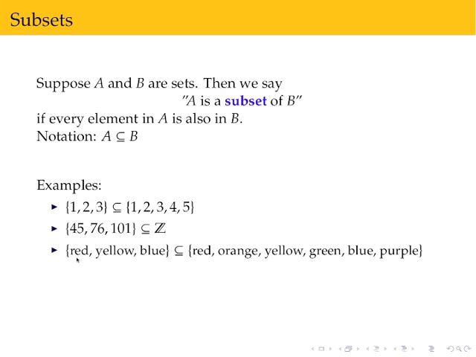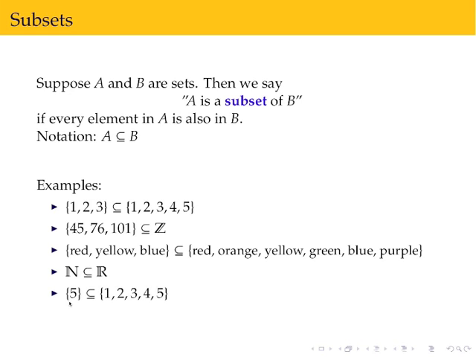Of course, we don't have to work with numbers. There we have the set red, yellow, blue is a subset of red, orange, yellow, green, blue, purple. And here we have two of our number sets from earlier. N was the natural numbers, R is the real numbers. Since every natural number is also a real number, N is a subset of R.